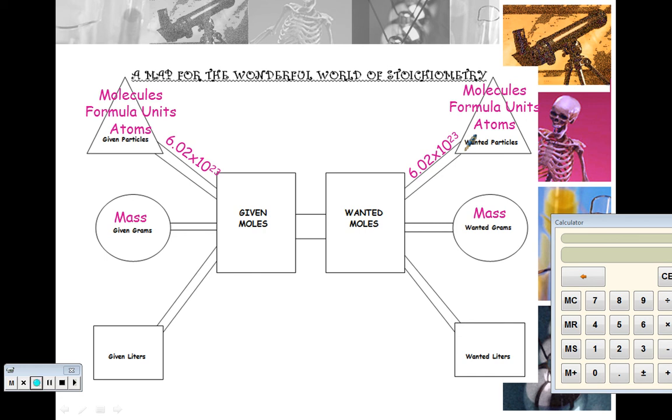Alright, so again, when we're going from mass to moles, we use the numbers from the periodic table. So go ahead and write that down. Make sure you have all the bridges filled.